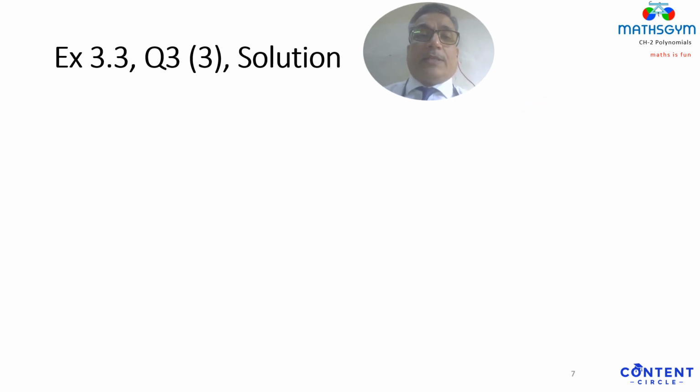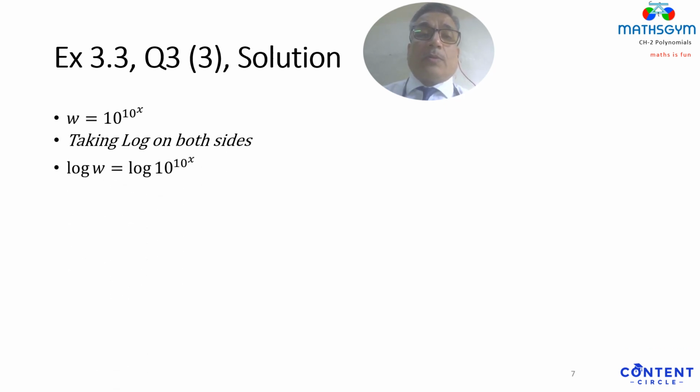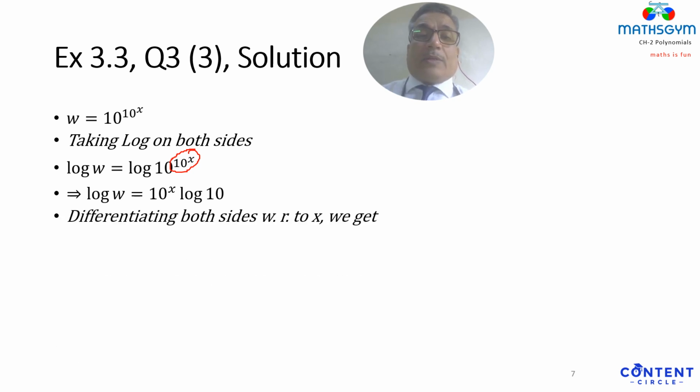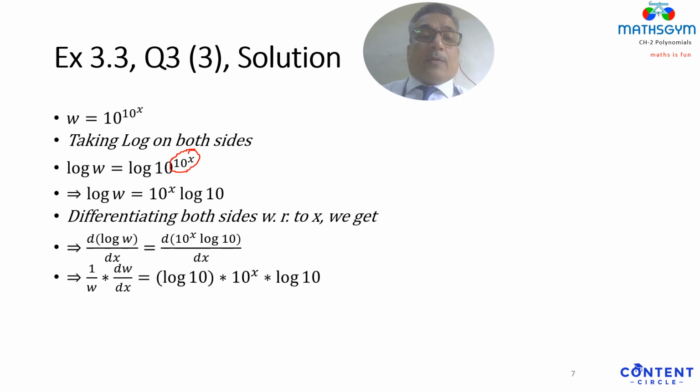Now coming to dw by dx, w has been given to us as 10 to the power 10 to the power x. Taking log on both the sides, we get log w is equal to log of 10 to the power 10 to the power x. So log w is equal to 10 to the power x log 10. Again, this has been taken as the exponent. Differentiating both the sides with respect to x, we get d dx of log w is equal to d dx of 10 to the power x log 10, which is 1 by w into dw by dx, and log 10 taken as common, and 10 to the power x, when you differentiate, you get 10 to the power x log 10.